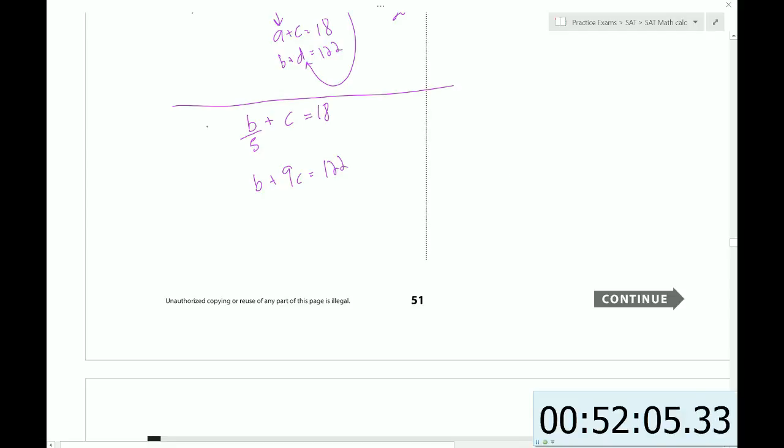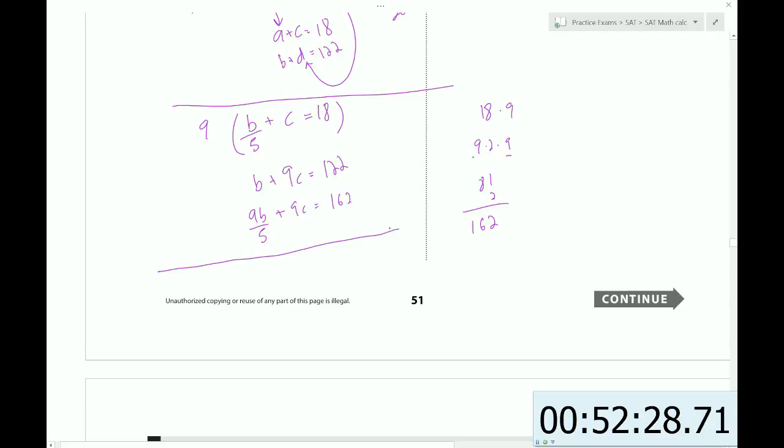So the next step is to multiply this through by 9. So that would give me 9B over 5 plus 9C equals 9 times 18. So that's 9 times 9 times 2. Right? 9 times 2 times 9. 9 times 9 is 81. So 81 times 2 is 162. And at this point, now I can sort of subtract the lines, right? So I'll just negate the entire top equation. So negative, negative, negative. And then I'll add the lines.